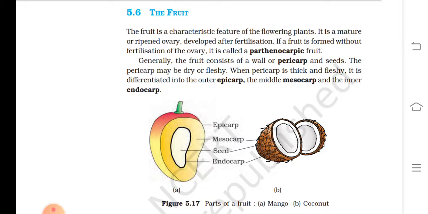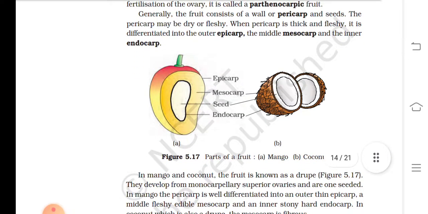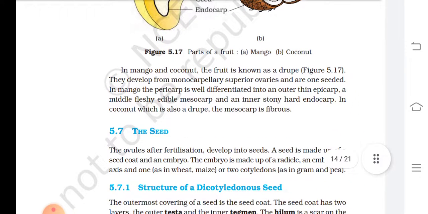Generally, the fruit consists of a wall or pericarp and seeds. The pericarp may be dry or fleshy. When the pericarp is thick and fleshy, it is differentiated into the outer epicarp, the middle mesocarp, and the inner endocarp. Figure 5.17, parts of a fruit.